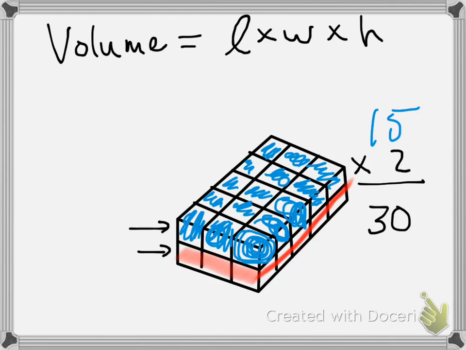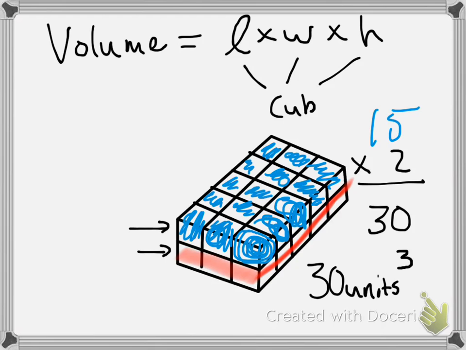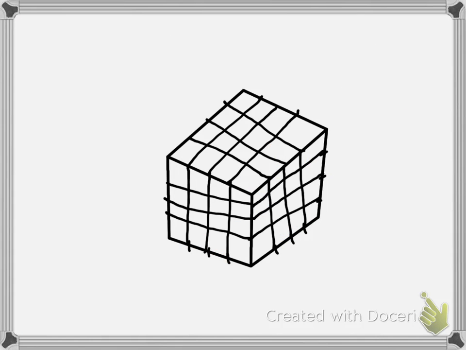And my units aren't labeled, so I'm just going to say 30 units cubed. Anytime you're talking about volume, it's cubed, because there's 3 things up here: 1, 2, and 3. So it makes it cubed. Alright. Now let's go on to the next example.